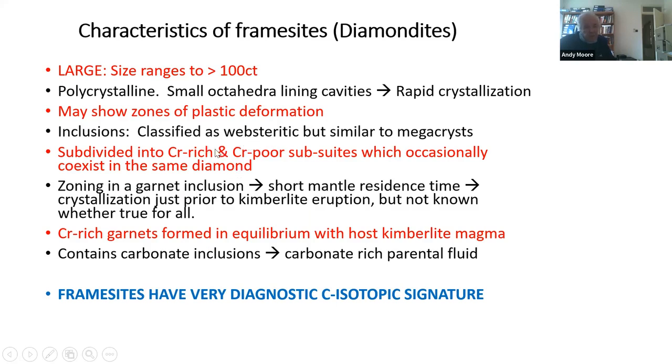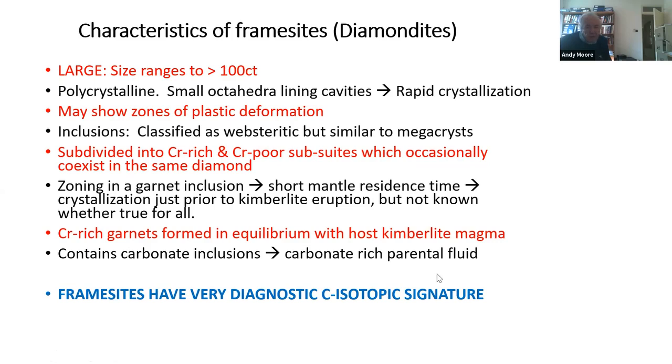These inclusions have been divided into chrome-rich and chrome-poor subsuites, but occasionally you see them in the same diamond. And occasionally these inclusions are zoned, and this is interpreted to reflect a short mantle residence time. Zoning wouldn't last long under mantle conditions, so crystallization shortly prior to kimberlite eruption. And some of them have carbonate inclusions.